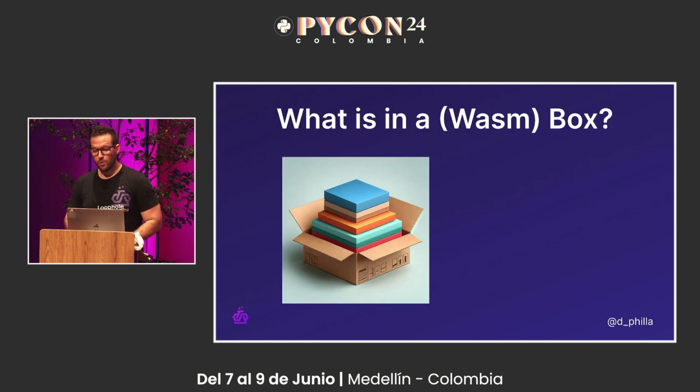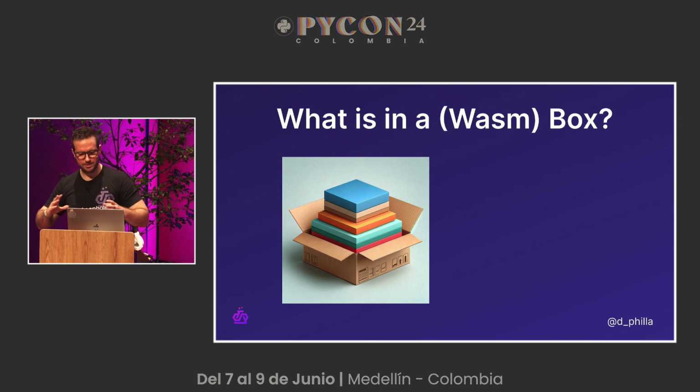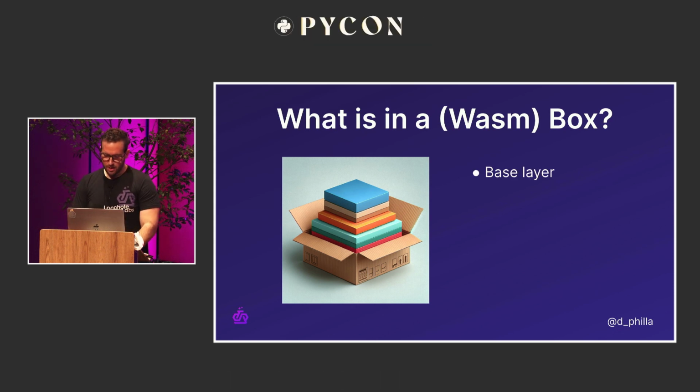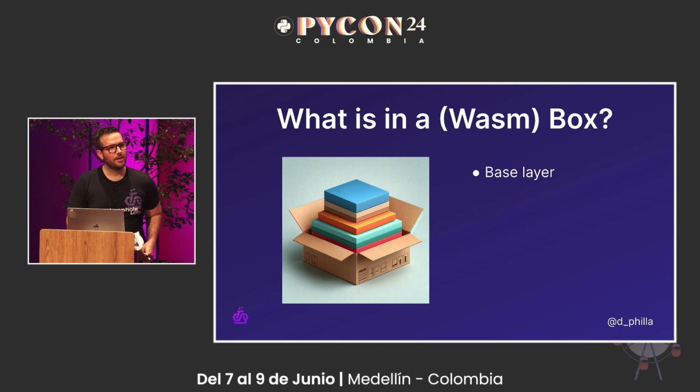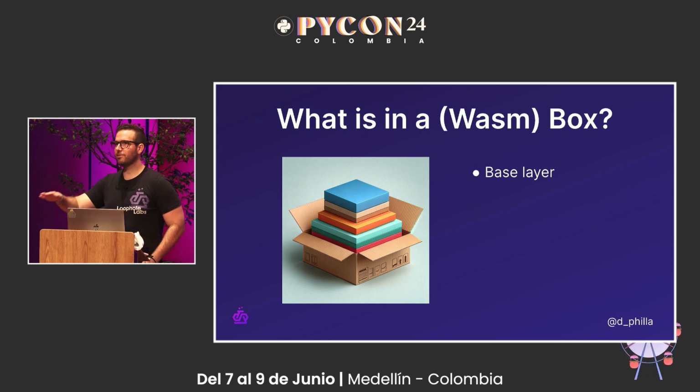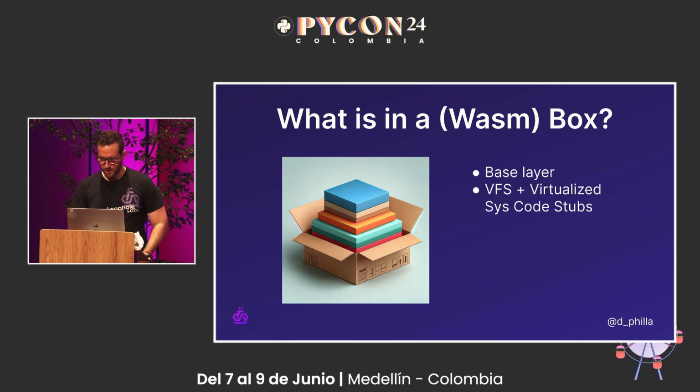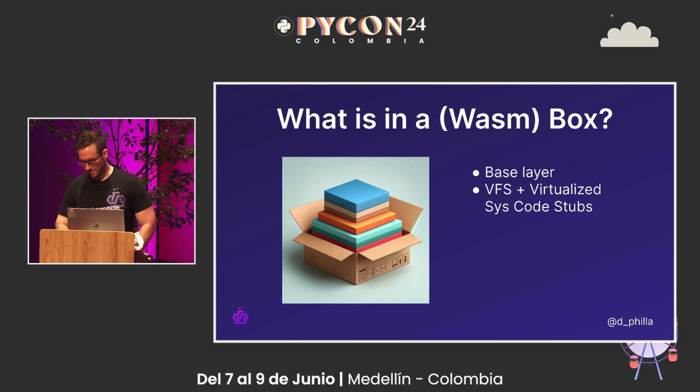So, what's in a Wasm box, or a box, right? Boxer is kind of a play on words, right? Like boxing, but then also a box, like it's turning things into a box. You've got a base layer, much like you would see in a container image, which sets up the interfaces for what the code needs to run. You've got a virtualized file system and virtualized system code, which means those things that aren't available in WebAssembly, depending on the environment you're in, we're going to make the code think that they're there, right?